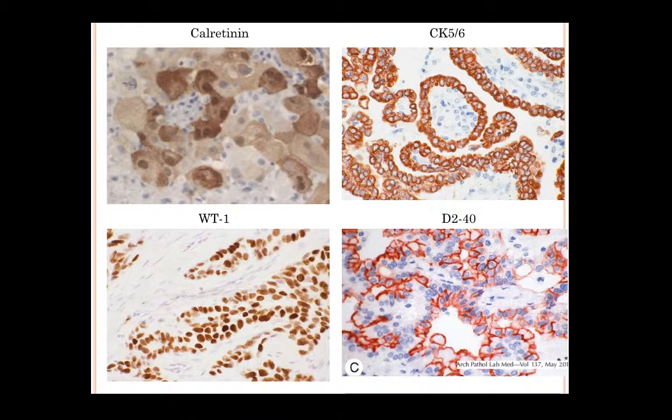So in needle biopsy, we can have false negative results for CK5/6. It can be expressed in squamous cell carcinomas of the lung and also in serous carcinomas. So whenever the differential includes these two entities, CK5/6 is not useful.